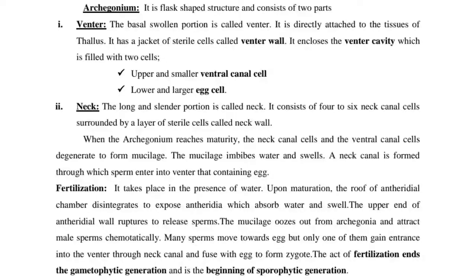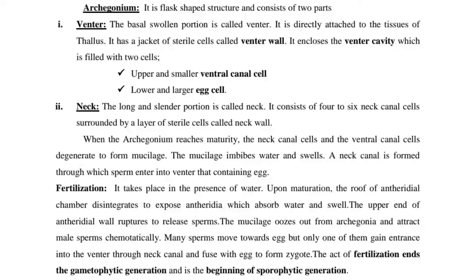When the archegonium reaches maturity, the neck canal cells and the ventral canal cell degenerate to form mucilage. The mucilage imbibes water and swells. A neck canal is formed through which sperms enter the venter containing the egg. Fertilization. It takes place in the presence of water. Upon maturation, the roof of the antheridial chamber disintegrates to expose antheridia, which absorb water and swell.